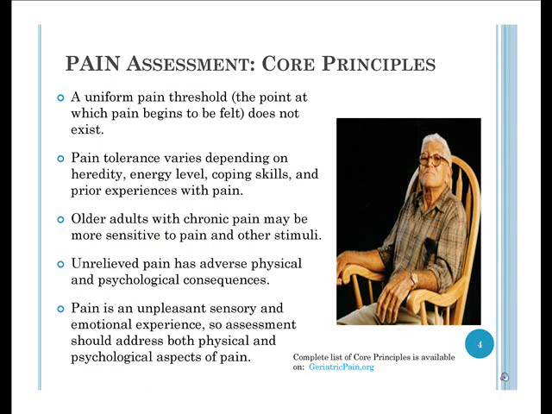Some other core principles. A uniform pain threshold, meaning when or how severe a pain needs to be felt, does not exist. Pain is variable. Pain tolerance varies from person to person based on their heredity, their energy, their prior coping skills, their prior experiences with pain. Thus, we can't say for every individual how much pain is felt before pain is identified, or how much pain should be experienced before a person says it's severe. The bottom line is pain is individual, and what the patient tells us is what we must operate on.